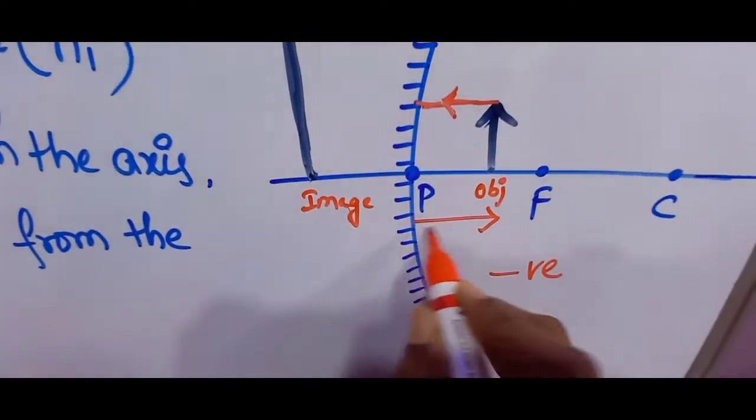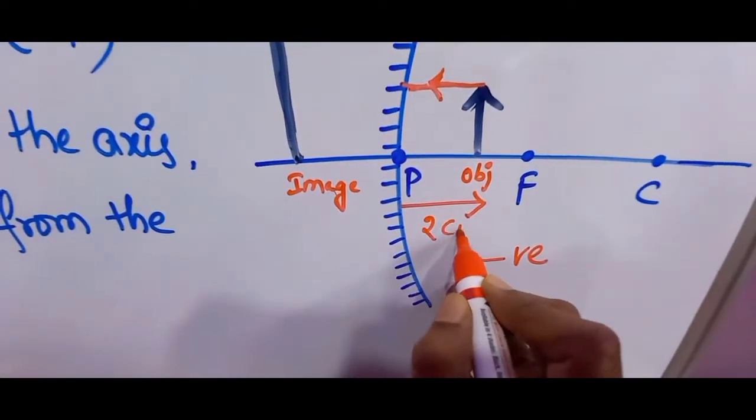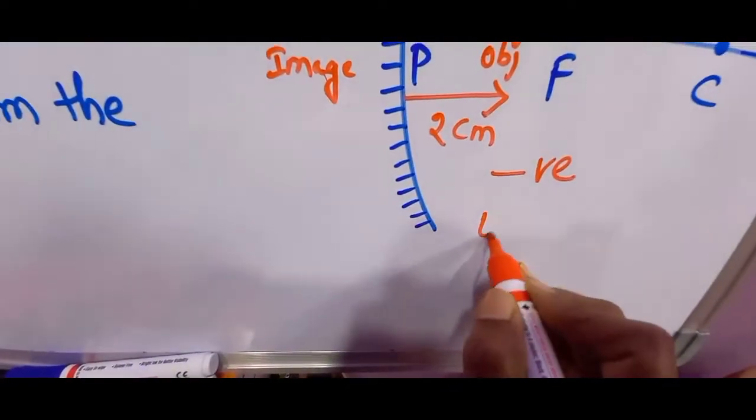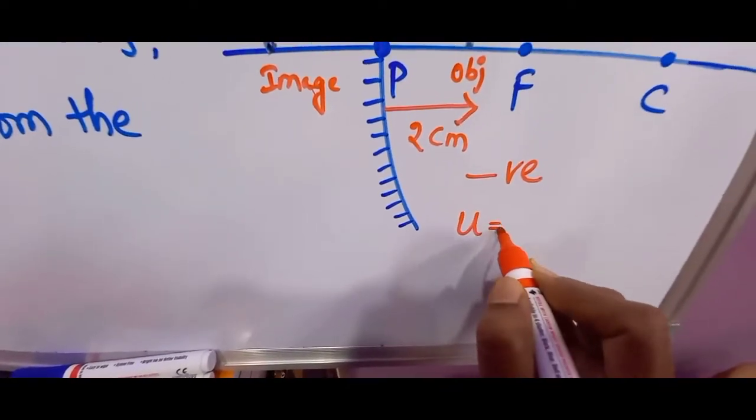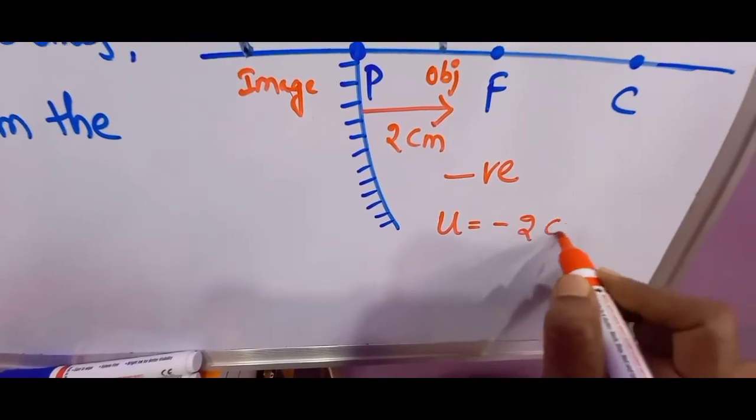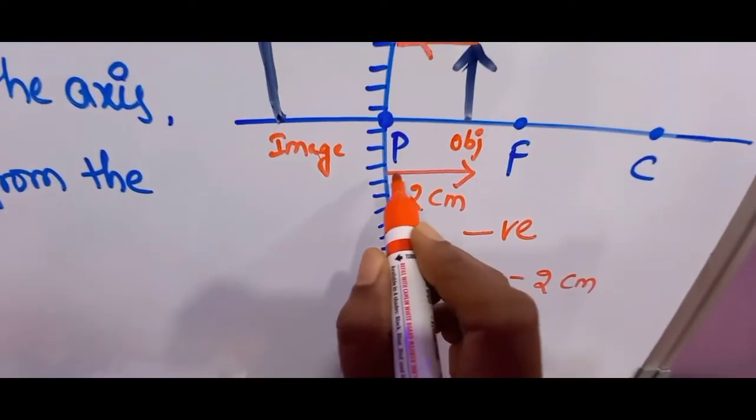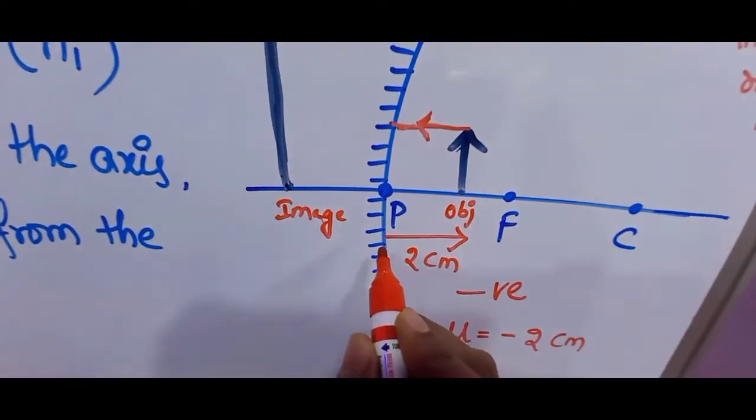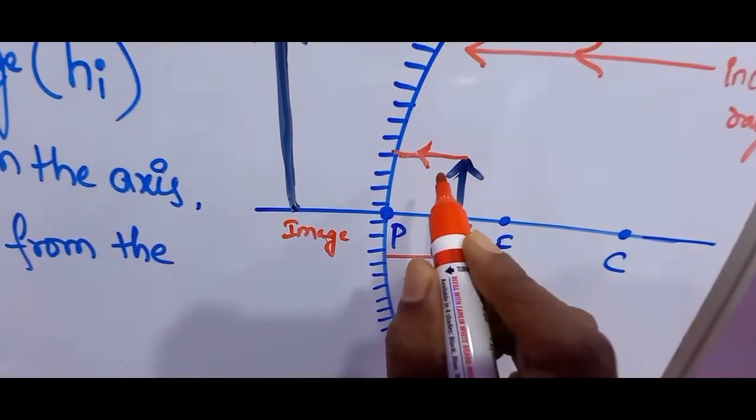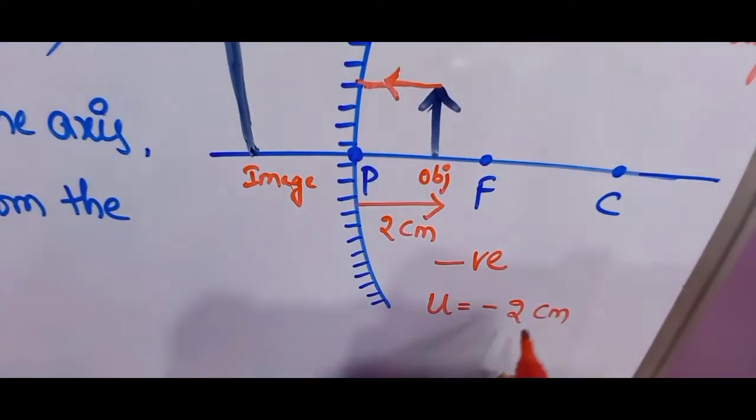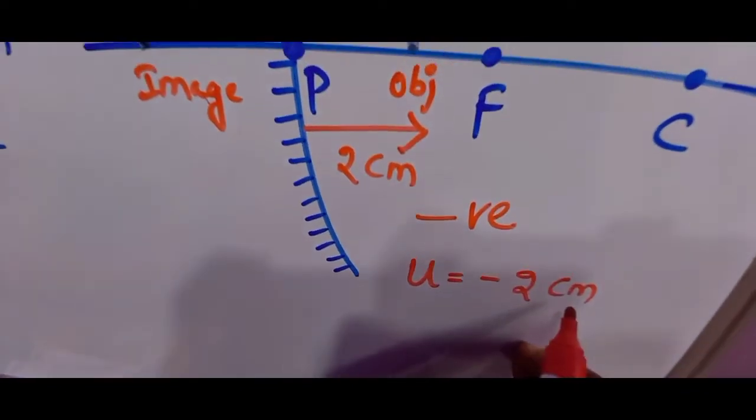Suppose the object distance, from here to here, is 2 centimeters. So the object distance is represented by u is equal to minus 2 centimeters. Why am I taking minus here? Because we are measuring the distance of the object in the direction opposite to the incident light ray direction. Hence we have to take minus. And the magnitude is 2 centimeters, the distance from here to here. Therefore u is equal to minus 2 centimeters.